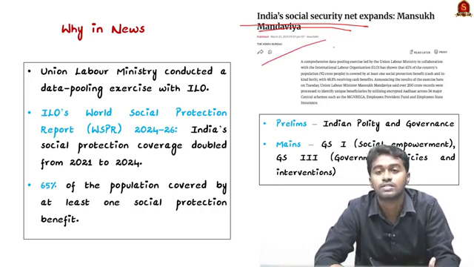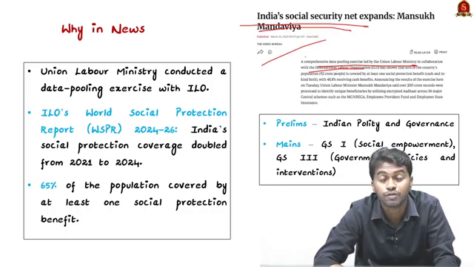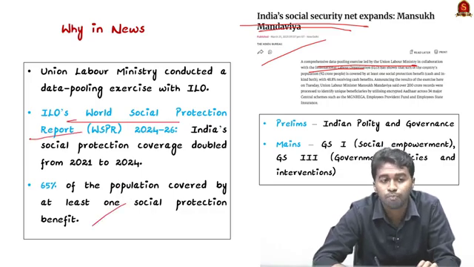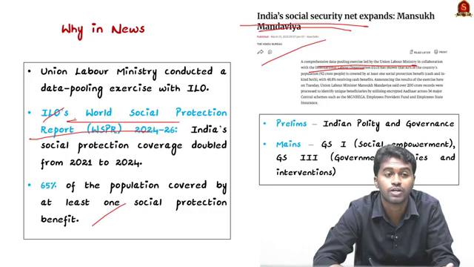Recently a study was conducted in collaboration with the ILO by the Union Labour Ministry, and the study found that nearly 92 crore people, that is around 65% of India's population, are benefiting from at least one social protection scheme, as per the World Social Protection Report published by the ILO. So remember, the World Social Protection Report is published by ILO. Sometimes you can expect questions related to this.